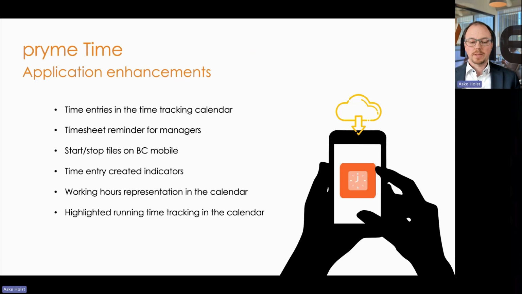Moving on to Pryme Time. Here we have a lot of new features, mainly for usability. So we have time entry showing in the time tracking calendar. We have a new reminder email. We have a start-stop quick access button. We have indicators on time entries created. We have a representation of working hours in the calendar, and we are highlighting running time tracking in the calendar. So a lot around the time tracking features, but also a few other areas. So let's get into it.